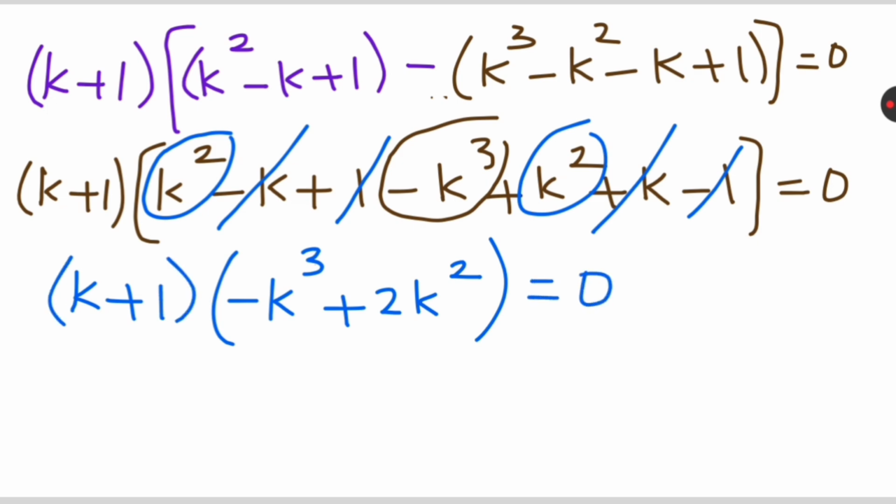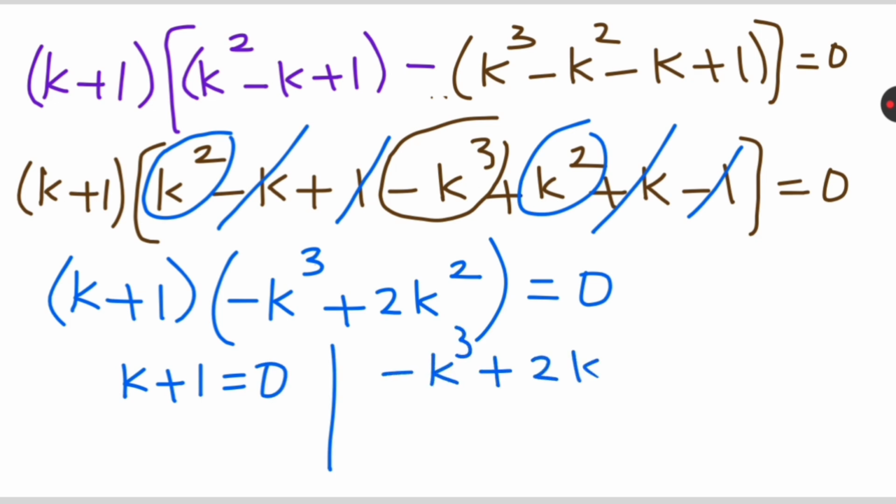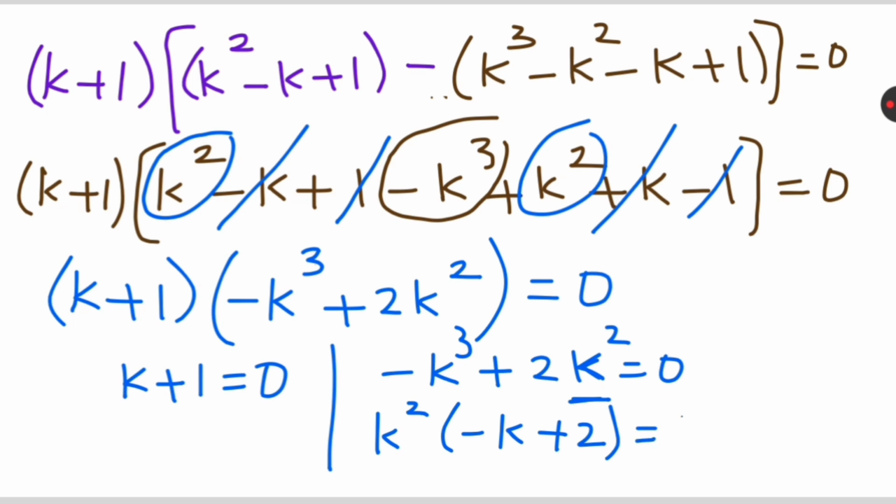From here we can write this as k plus 1 equal to 0. The second term, minus k power 3 plus 2k power 2, that is equal to 0. If you take k power 2 as common, what are we left with? We are left with minus k plus 2, that is equal to 0. Here we have k plus 1 equal to 0.